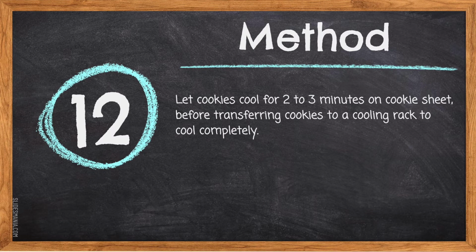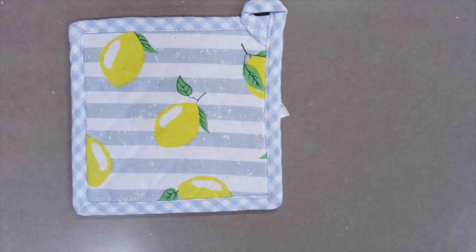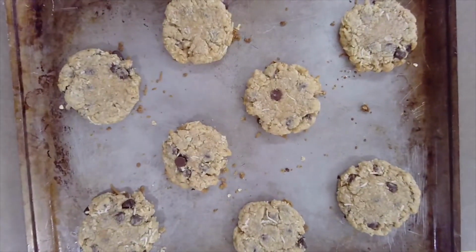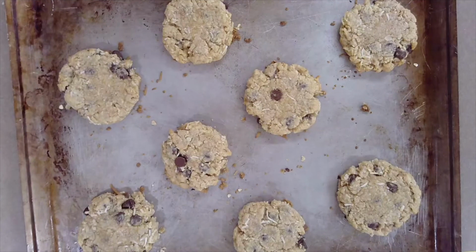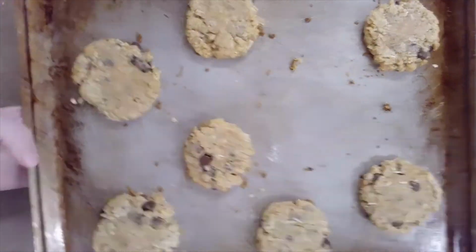Step 12. Let cookies cool 2 to 3 minutes on the cookie sheet before transferring cookies to a cooling rack to cool completely. It is important that we cool the cookies a little bit on the cookie sheet. The fat in the cookies makes them too soft to move right away, and they would more likely break apart before you even make it to the cooling rack. Let them set up and have the fat firm up before you try to move them.